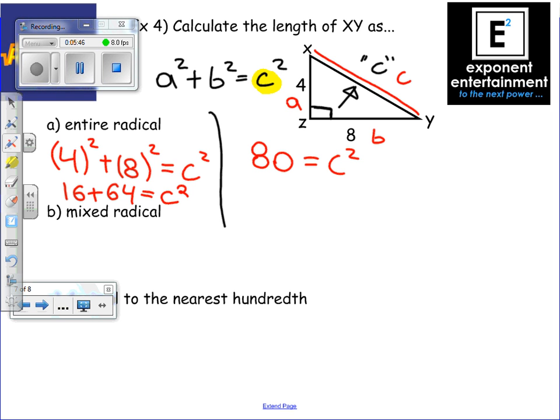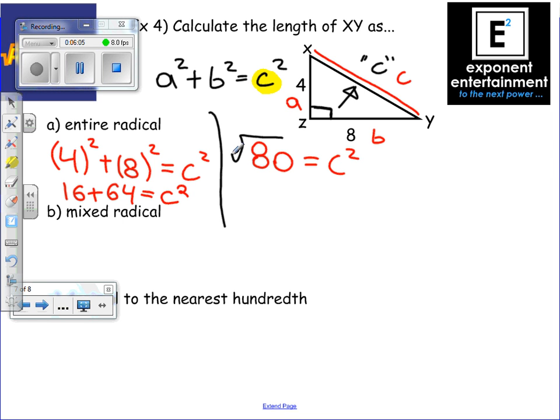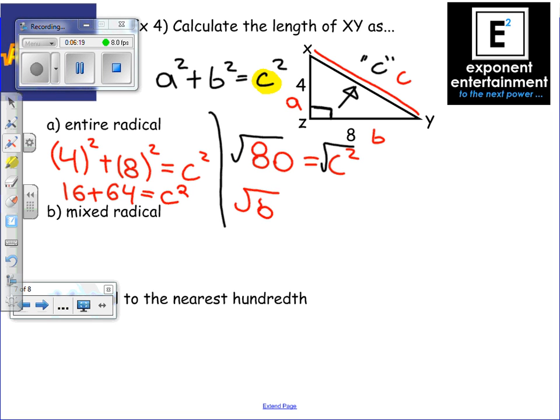But we don't want C squared. What do we want? We want just C. We're looking for just a single C. So to find that, how do you do it? You square root 80. So if you were to square root 80 and you square rooted C squared, what would you get here? You would get just C. That's how you get C left by itself. So square root of 80 is equal to C.